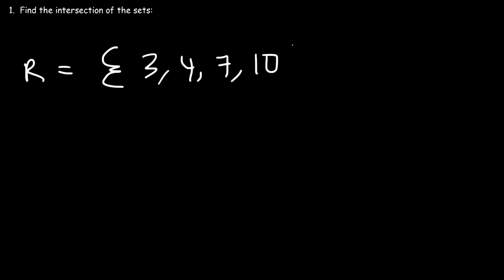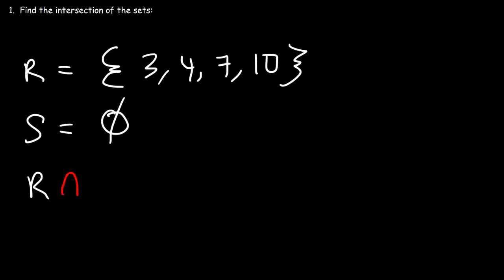Now let's say we have set R, which contains the numbers 3, 4, 7, and 10, and set S, which is basically an empty set. What is the intersection of R and S? The intersection of a set with numbers and an empty set is going to be another empty set or a null set. So that's it for this one.